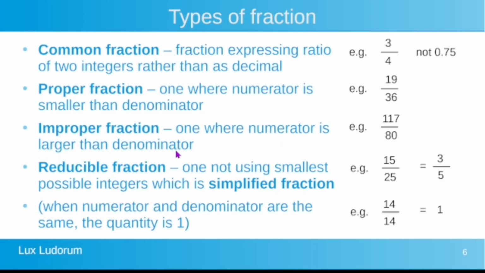So I know you're going to ask what happens when they're the same. So I'll put that down here. When the numerator and denominator are the same, the quantity is 1. For example, 14/14 is equal to 1 whole one. 14 divided by 14 is 1, and 14 pieces, where each piece is the size of a whole cut into 14 pieces, means you've got the whole thing, which is 1.